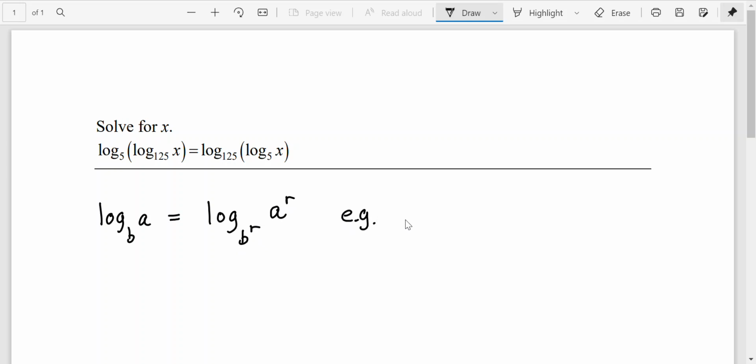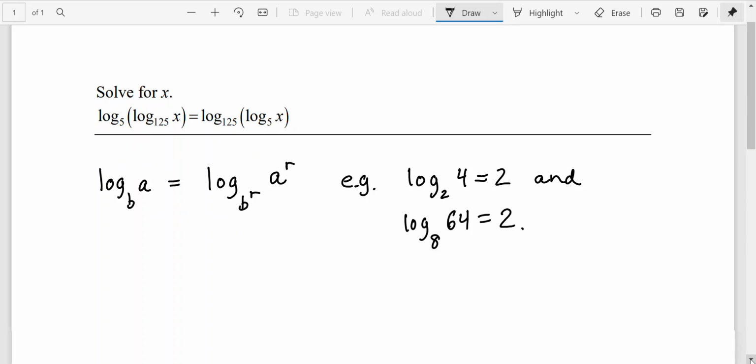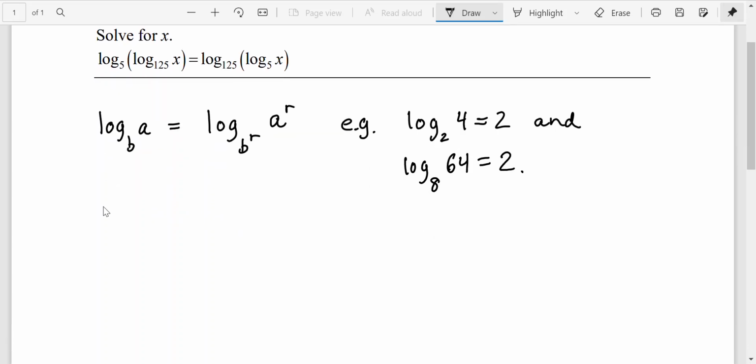For example, the log base 2 of 4 is equal to 2, and if I, let's say, cube the base, 2 cubed makes 8, and if I cube the input, 4 cubed makes 64, it's still 2. These are equal logarithms. So I'll leave it to you to prove this property if you're interested. So here's how we can apply it in this case.